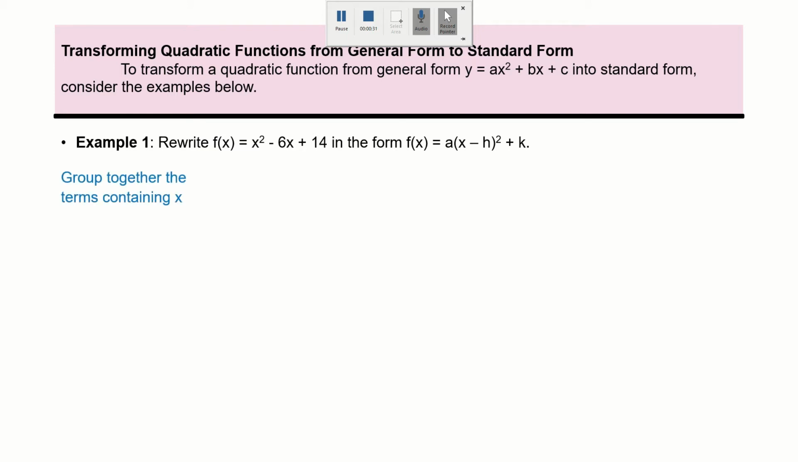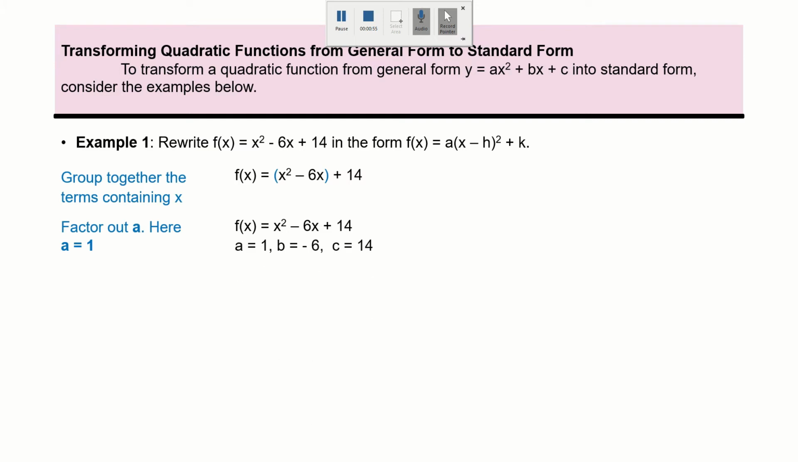So step number 1, group together the terms containing x. So in our example, we have f of x is equal to x squared minus 6x plus 14. We will group only x squared minus 6x. That is why it is enclosed in a parenthesis. Next step is we're going to factor out a. Here, a is equal to 1. So from our quadratic function, we know that the value of a is 1, b is negative 6, and c is equal to positive 14.